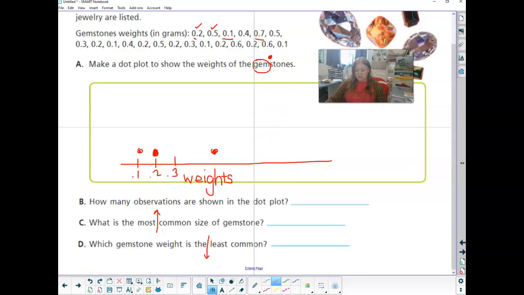Let's go ahead and finish up 3 through 6 and get those checked off. Let me know if you need any more help.